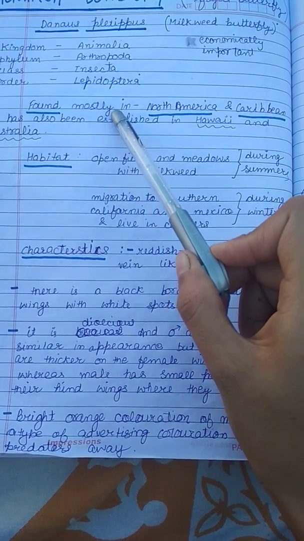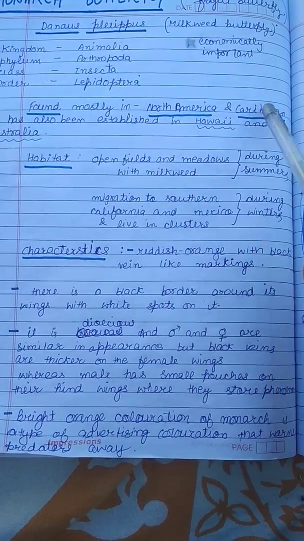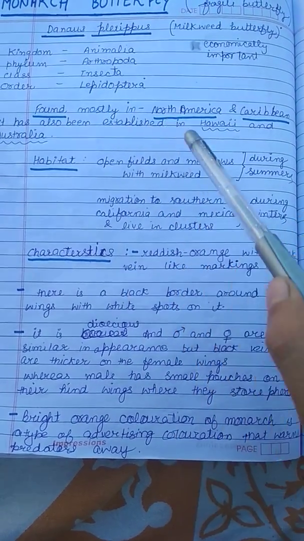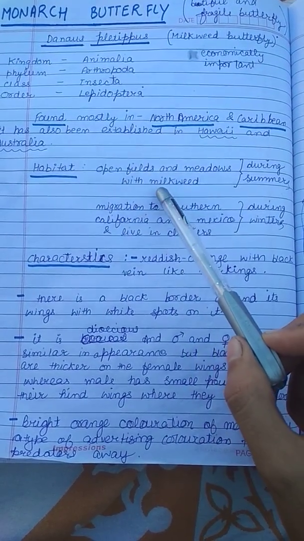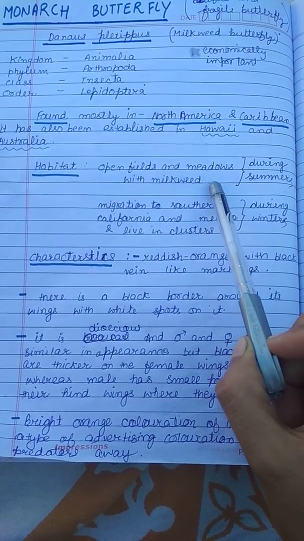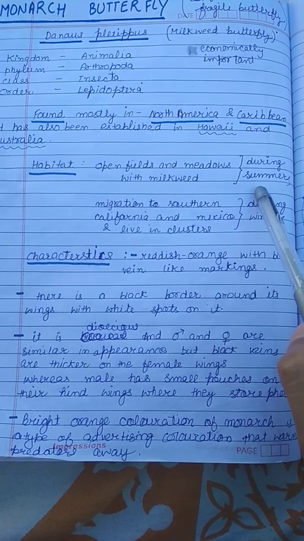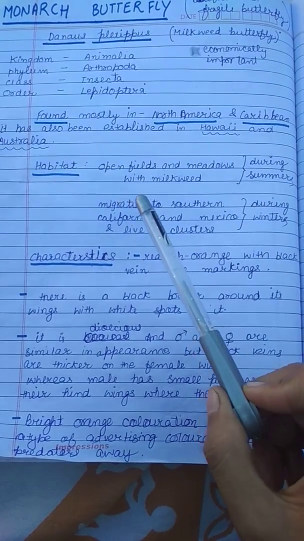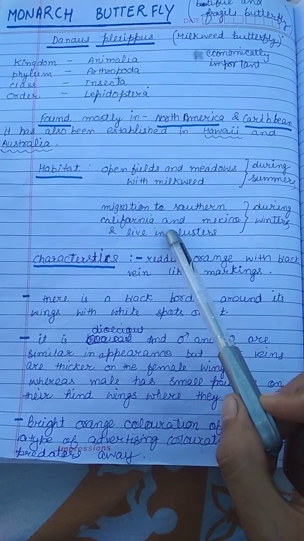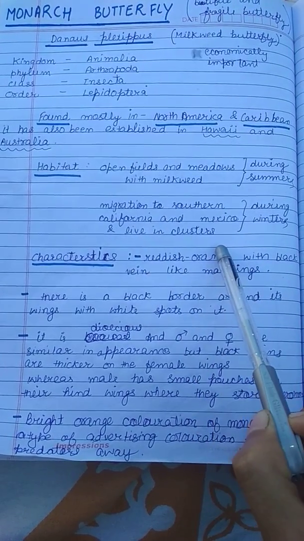The Danaus plexippus is mostly found in North America and the Caribbean. It has also been established in Hawaii and Australia. The habitat of Danaus plexippus is open fields and meadows with milkweed plants, and this habitat is during the summers. During winters, these Danaus plexippus migrate to southern California and Mexico and live there in clusters.